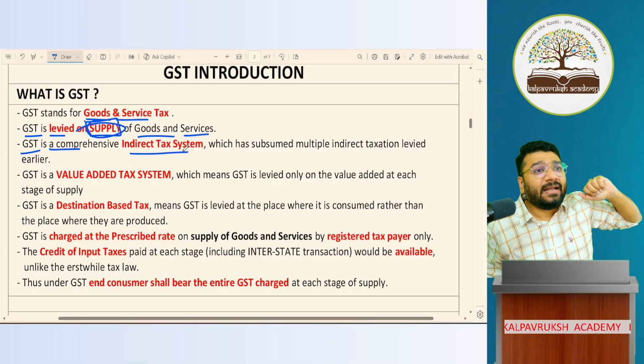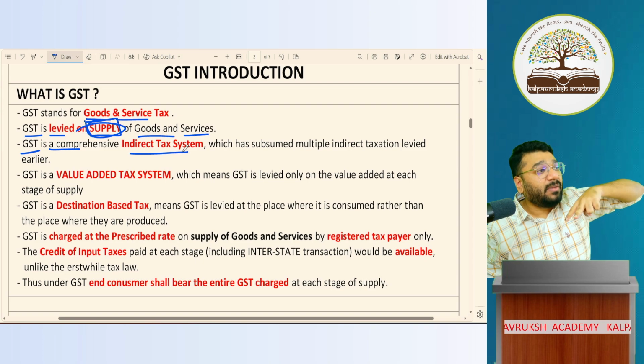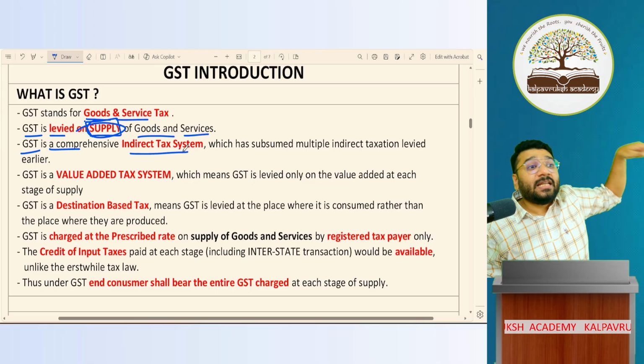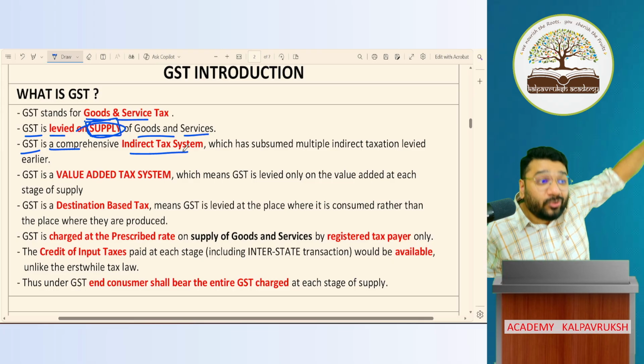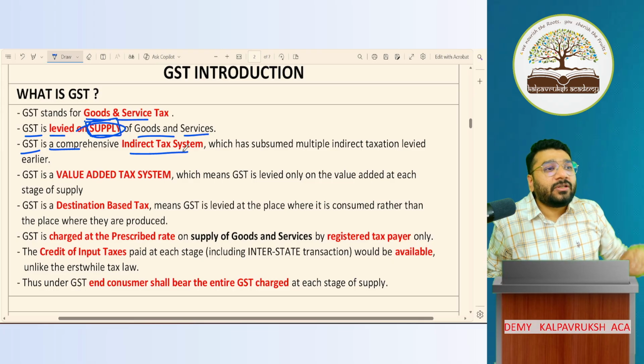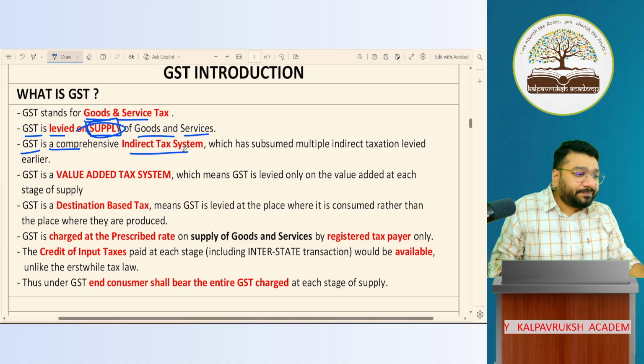What is another meaning of indirect tax? The tax which is paid by the customer, not directly to the government. It is paid indirectly through middlemen to the government. So now are you clear with the term indirect tax?